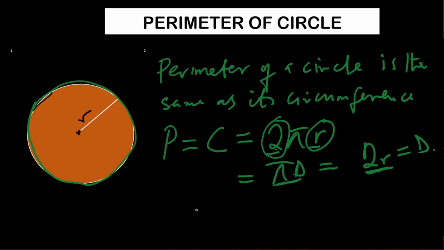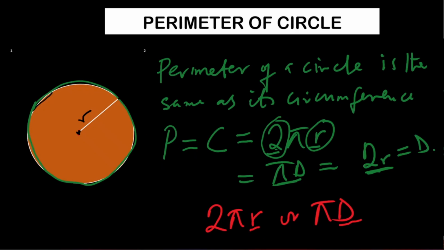So therefore, you have it as 2 pi r or pi d. These two formulas can be used to calculate the perimeter of a circle or circumference of a circle. Depending on what you are given, if you are given the radius, you make use of 2 pi r. If you are given diameter, make use of what? Diameter, which is d, pi d. So I hope that is clear.